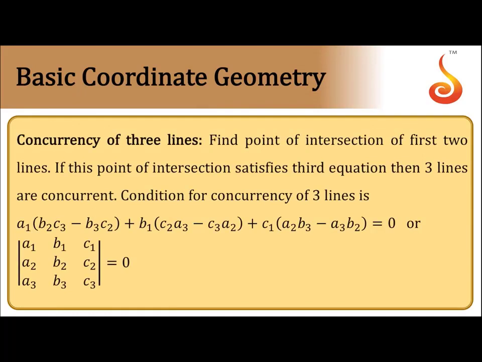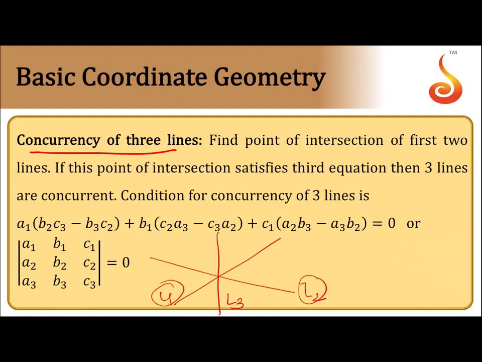Coming to the next, the concurrency of three lines. Suppose L1 is one straight line, L2 is another straight line, and if L3 also passes through the point of intersection of L1 and L2, then the three lines are said to be concurrent at one point. What is the condition for concurrency? You just take up two straight lines, solve them, and then substitute in the third line. That gives you the condition.